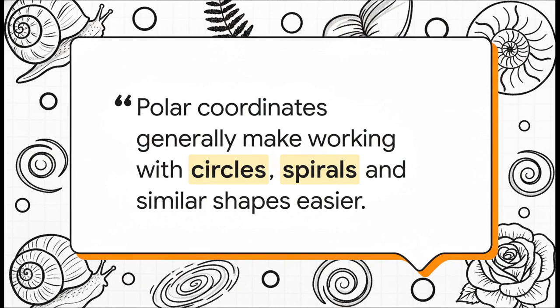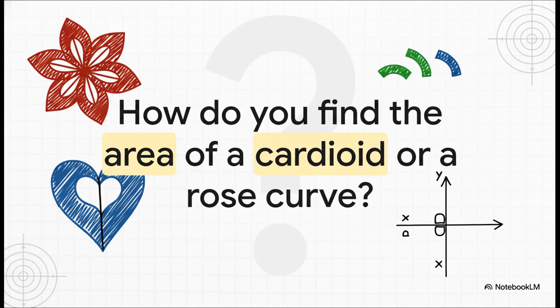Just like it says here, anything that has a natural circular or spiral shape becomes so much easier to describe with polar equations. I mean, trying to define a spiral with x and y would be an absolute nightmare of an equation, but in polar coordinates, it can be something as clean and simple as r equals theta. And think about this. With Cartesian coordinates, we find the area under a curve by integrating along the x-axis. But how in the world would you do that for these beautiful, complex polar shapes like a cardioid or a rose curve? It would be ridiculously difficult.